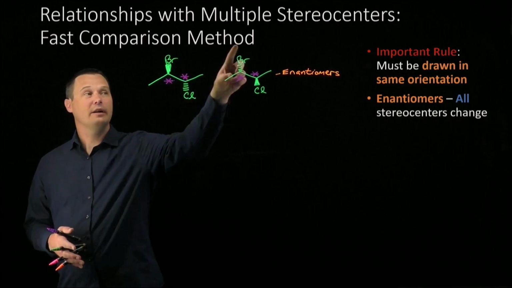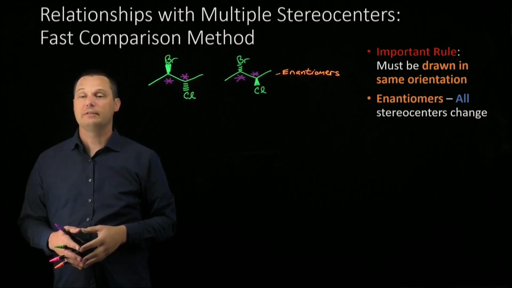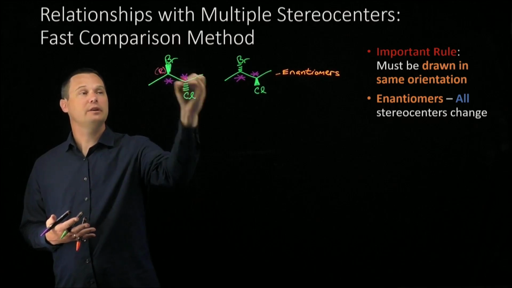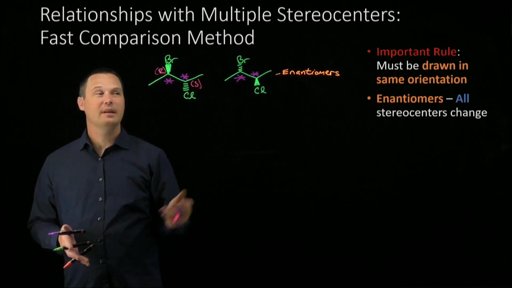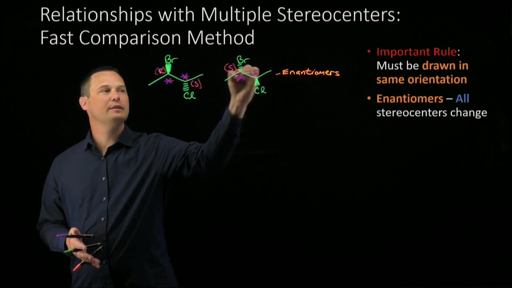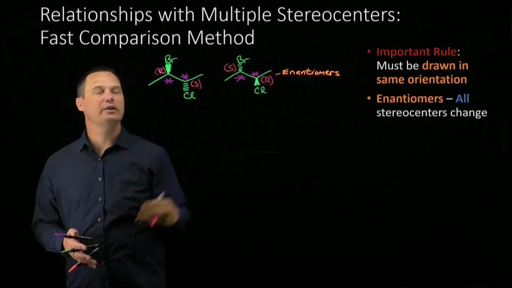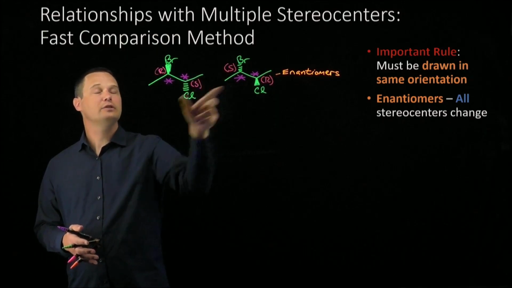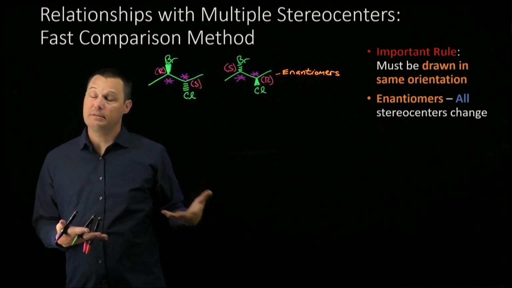We could assign R and S labels to every single one of these stereocenters. That's beyond the scope of this video, but this stereocenter would be an R stereocenter, this one would be an S stereocenter, and in the other molecule, the bromine carbon is an S stereocenter, and the chlorine carbon is an R stereocenter. And notice that for enantiomers, every single R and S stereocenter changes its orientation. That's what it means to be an enantiomer.